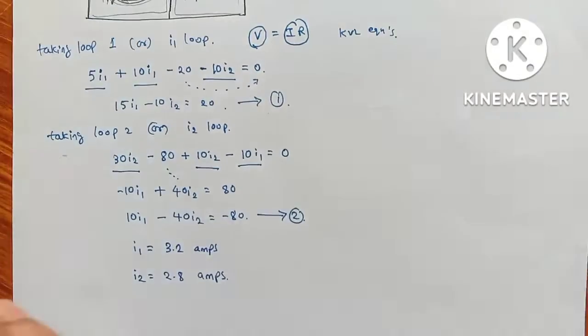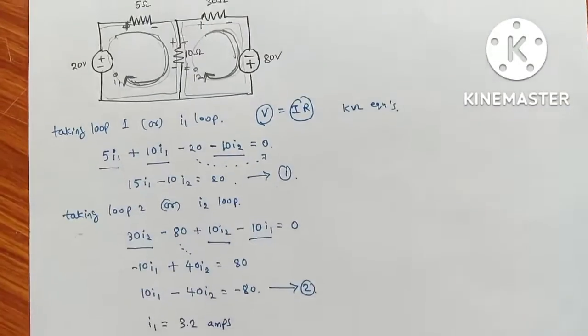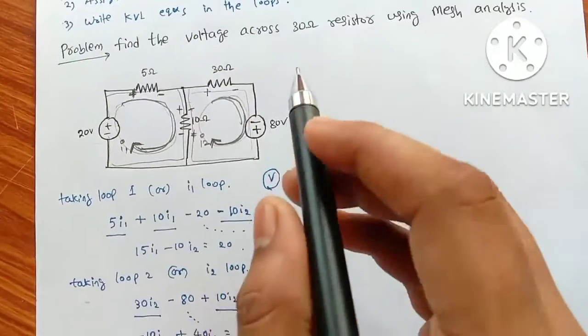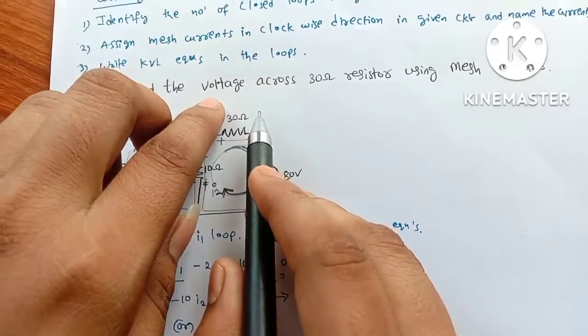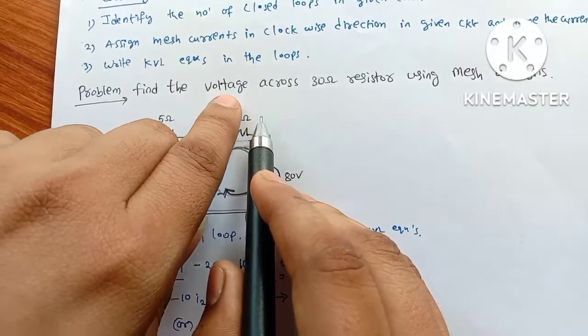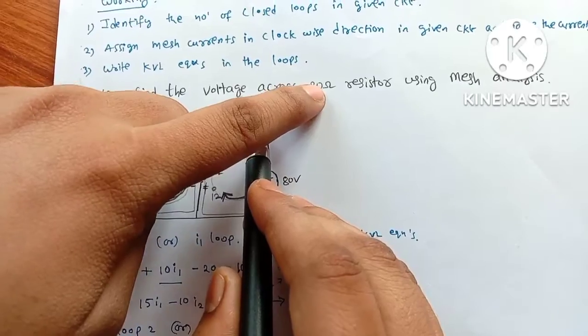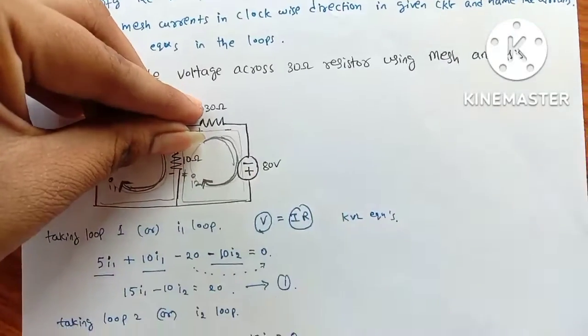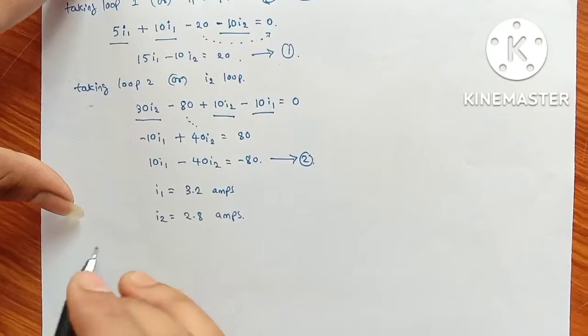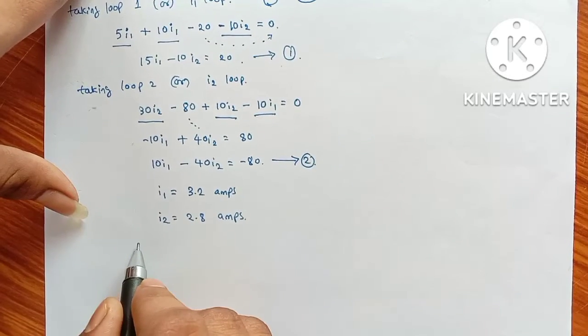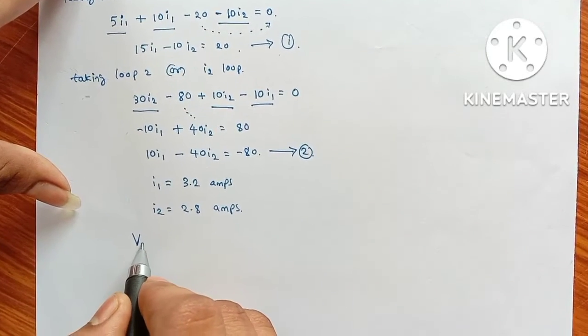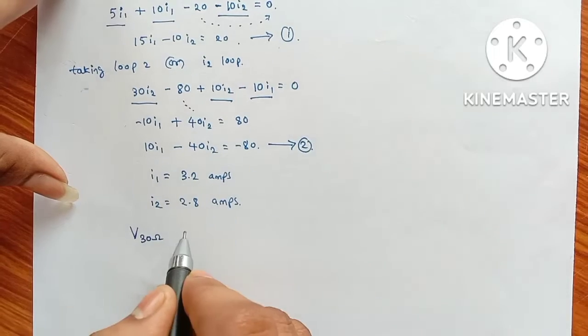Now, in the question, what was asked? To find the voltage across 30 ohms.